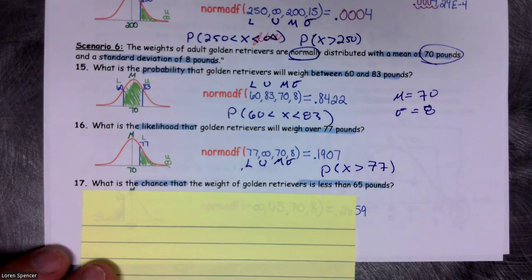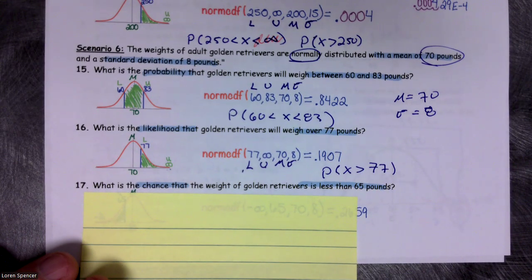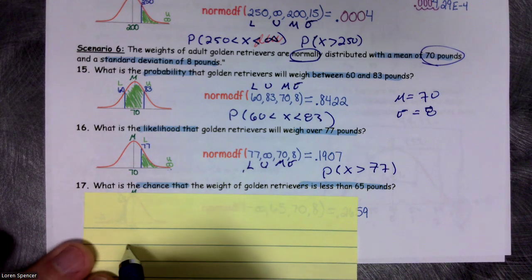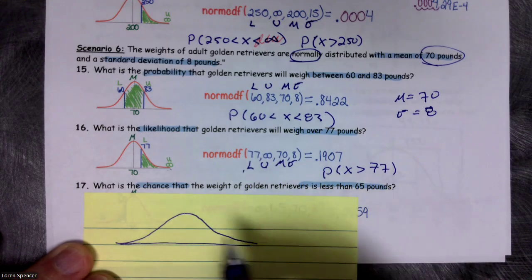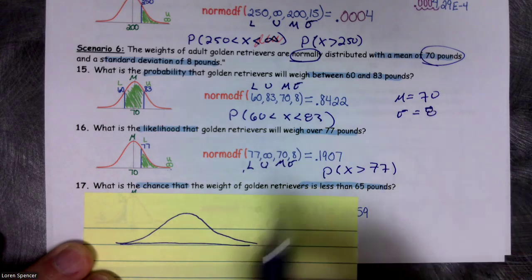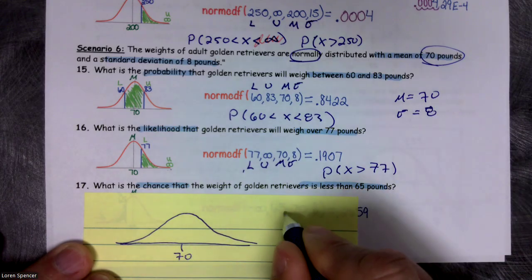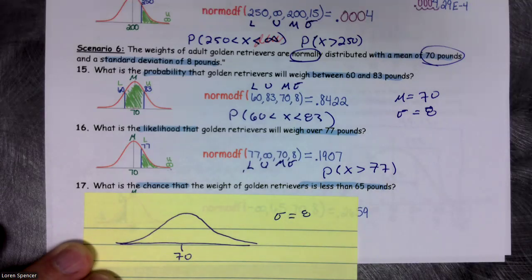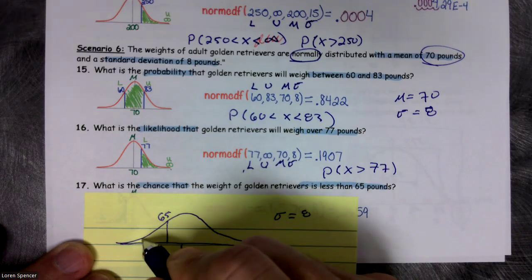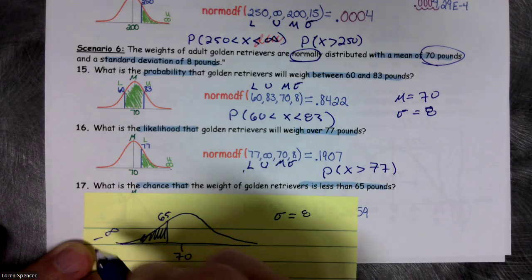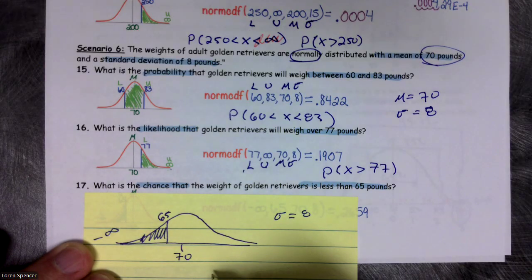Our last problem. What is the chance that the weight of the golden retrievers is less than 65 pounds? Well, we already know it's normal because they told us that in the original problem. And we had a mean of 70. Our standard deviation is still the 8, so that part hasn't changed. But we want to know less than 65. Well, 65 is below. So we're shading here, and this goes to negative infinity. So we want the probability that X is less than 65.